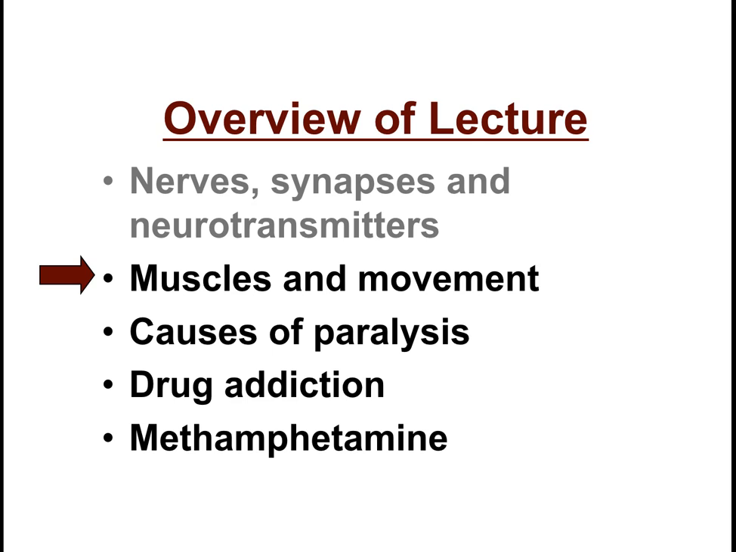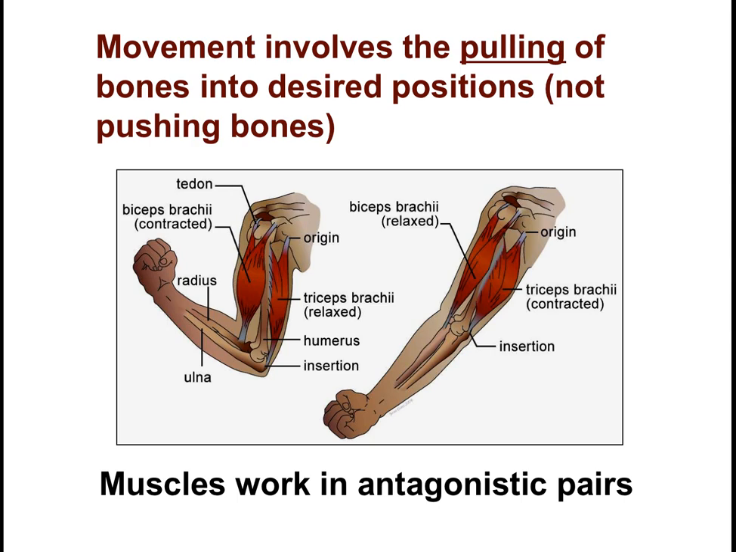Movement occurs because muscles contract, muscles that are connected to the bones of the skeletal system. Those particular muscles that connect to bones are called skeletal muscles. These skeletal muscles result in movement because when they contract, they're pulling the bones into different positions. Now, muscles always pull when they contract. They never push. They can never lengthen. Muscles can only shorten. That's what contraction results in.